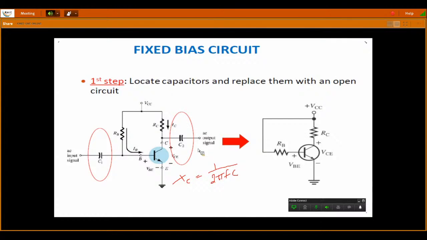But to analyze your DC signals, we have to make that AC input signal 0, and we have to replace C1 and C2 with an open circuit, since the reactance offered by the capacitor to the applied DC signal is infinite. Now a direct connection we have from VCC through RB to the base, and through this the base to collector junction, the output junction, is reverse biased through the resistor RC connected to the collector terminal.